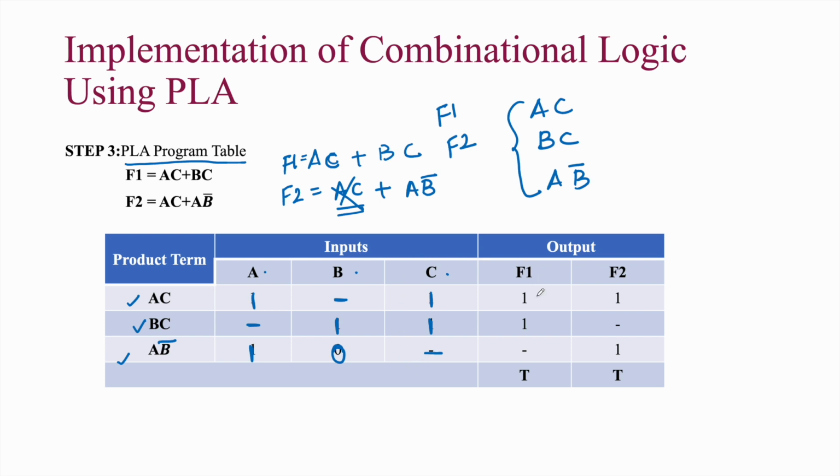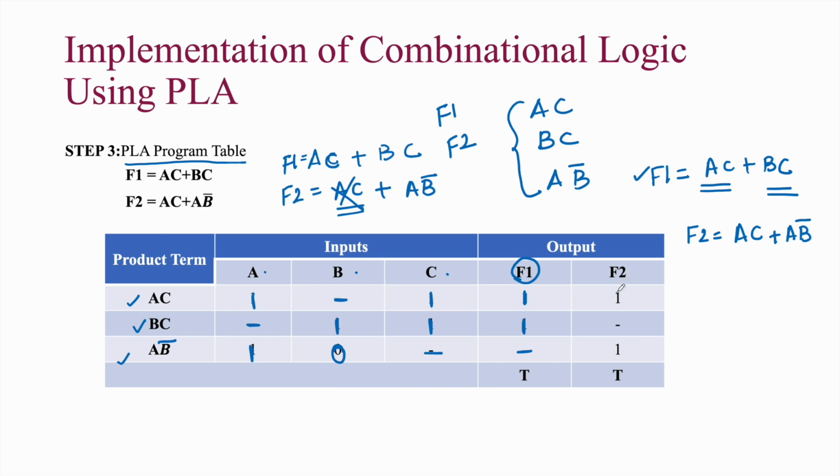Next, we have to carry this over to the output variable pertaining to the function. So what is the expression for F1? F1 is equal to AC plus BC. That is, it consists of product terms AC and BC. So F1 has AC, therefore mark with 1. It has another product term BC, mark with 1. Does it contain AB bar? No, therefore mark with hyphen. So function F1 has been mapped. Similarly, we have function F2, which consists of AC plus AB bar. The same way we have to write the function for F2.